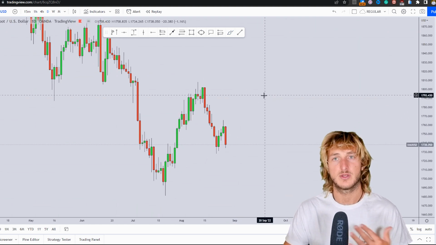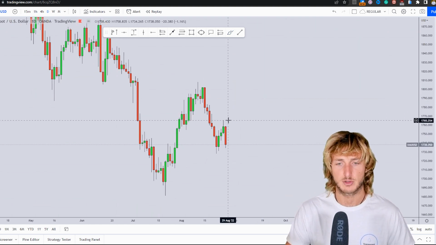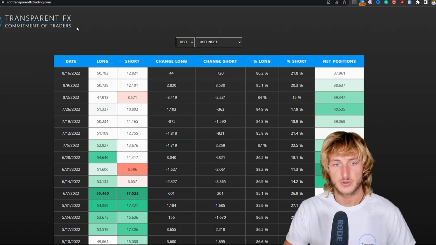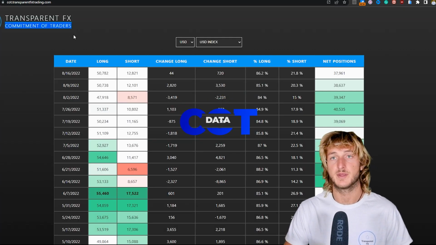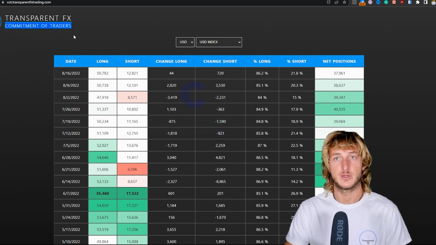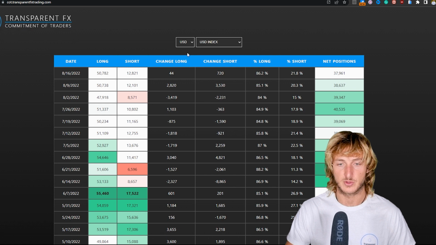Now, before we speak about the technical patterns that we're currently seeing on the daily, let's first go and see what we have when it comes to the commitment of traders. So the COT data, which is what the non-commercials, so the biggest speculators in the market, are currently doing.